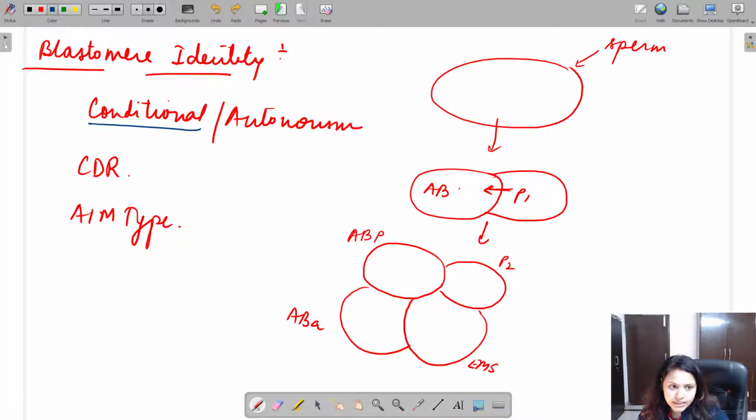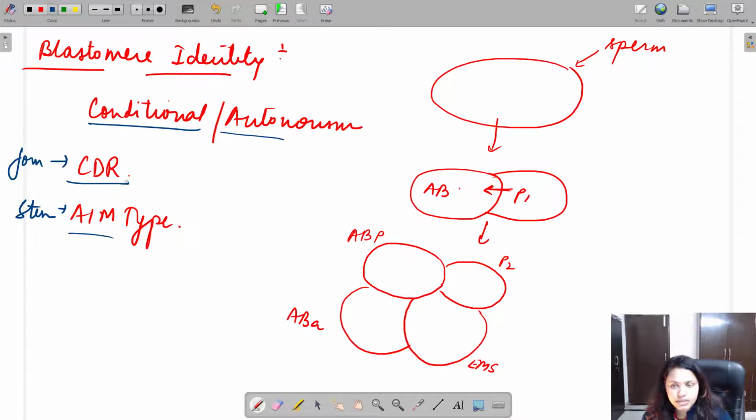Development of C. elegans is both conditional as well as autonomous. I have already told you these features. The founder cells are mostly CDR type and the stem cells are AIM type. So CDR is conditional dependent regulative type, and the stem cell is basically autonomous independent mosaic. So you can write it like: stem cell is AIM type and the founder cell is CDR type.